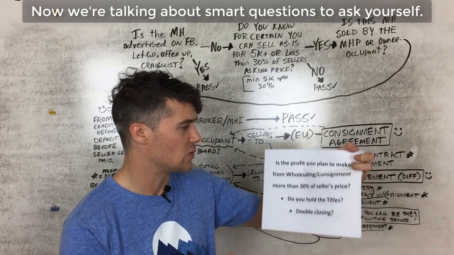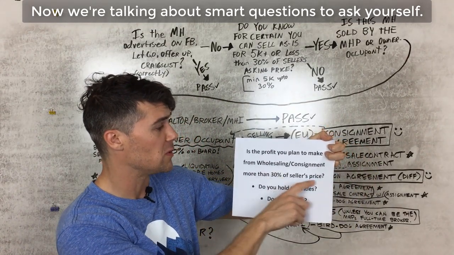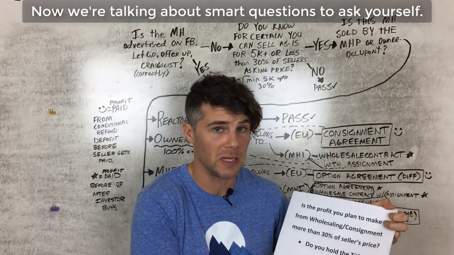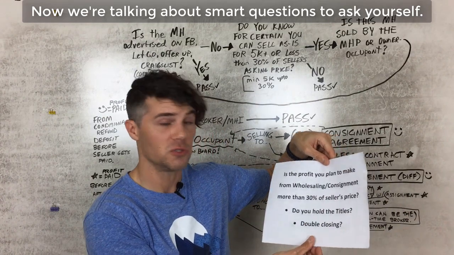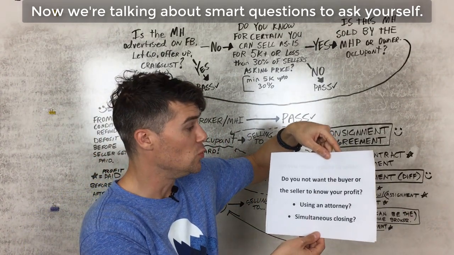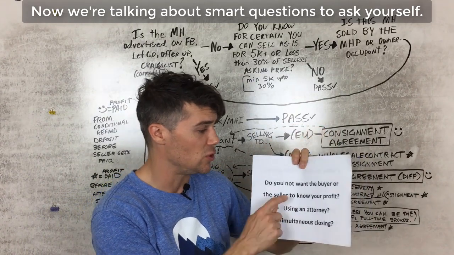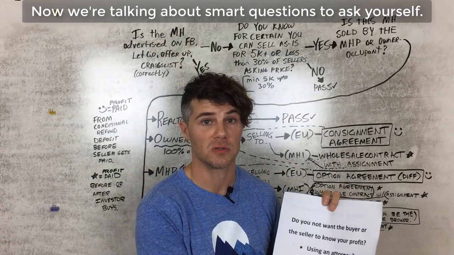But again, don't stress yourself out. Is the profit that you plan to make, like I said before, more than 30%? If you're making too much money, the seller might have a problem with that. Do you hold the title? Do you do a double closing with the attorney like we mentioned? Do you not want the buyer or seller to know your profit? Do you then use an attorney? Do you use a simultaneous closing?